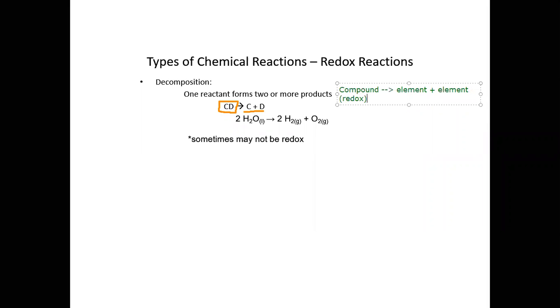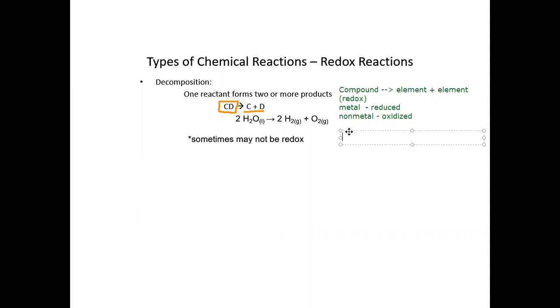And again, if it decomposes into a non-metal and a metal, this would be backwards to synthesis. So if a metal is one of the elements, it's going to be reduced, and a non-metal as one of the elements will be oxidized, because you're going backwards here. So that's a good tip for decomposition reactions.